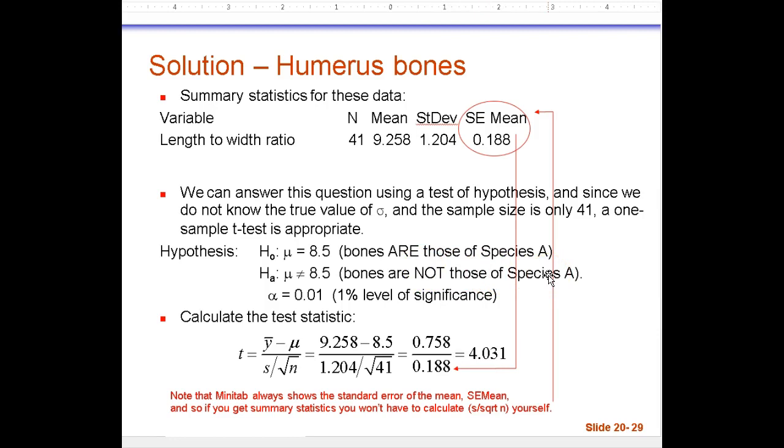Now, anytime you come to the conclusion that it's not equal to a certain value, generally you want to know, is it bigger than or smaller than? I would want to know, do these dug up bones have an average length to width ratio that's smaller than 8.5, or is it bigger than 8.5? I don't know that from the test of hypothesis. Now I could make a good guess because the mean of my sample is 9.258, which is definitely bigger than 8.5, so chances are the bones that got dug up have a bigger average length to width ratio.